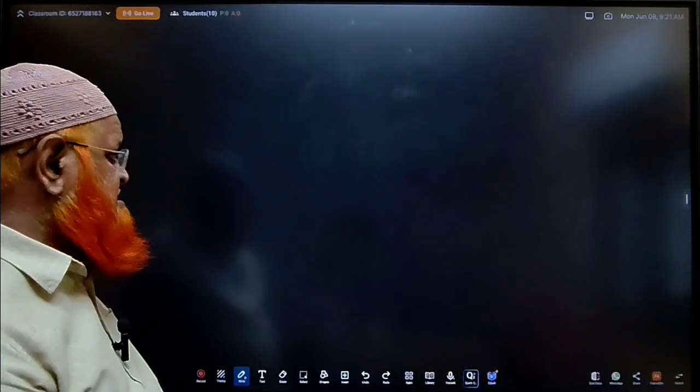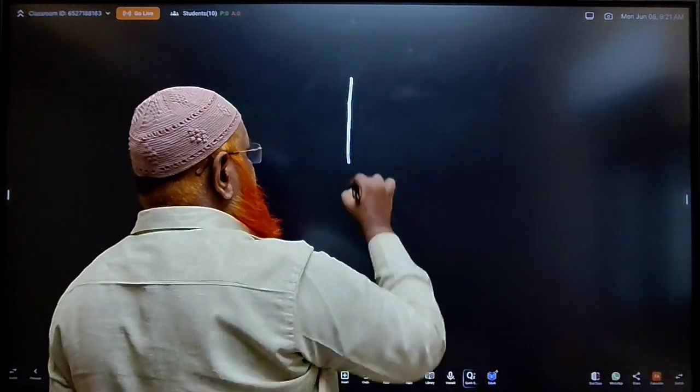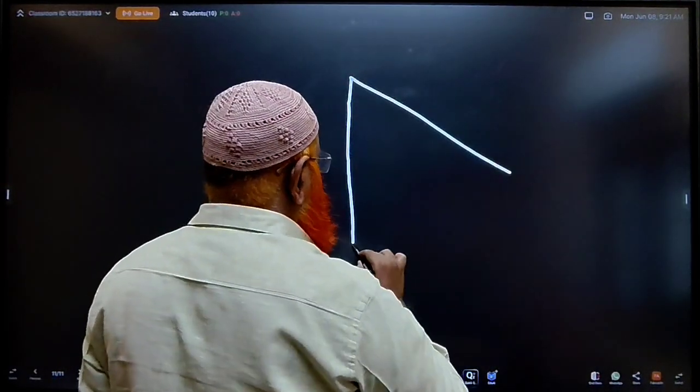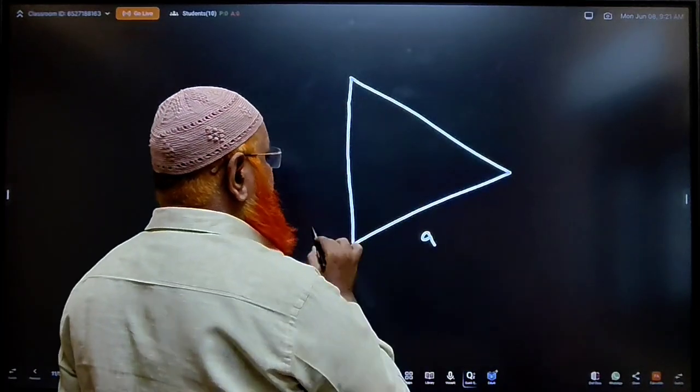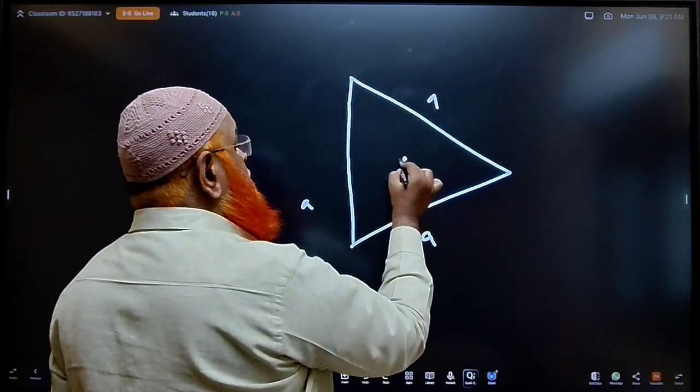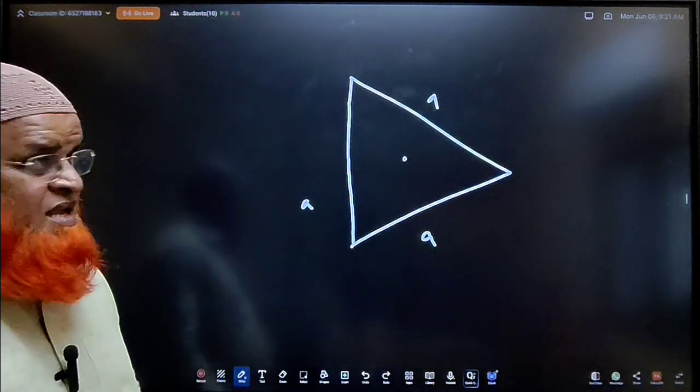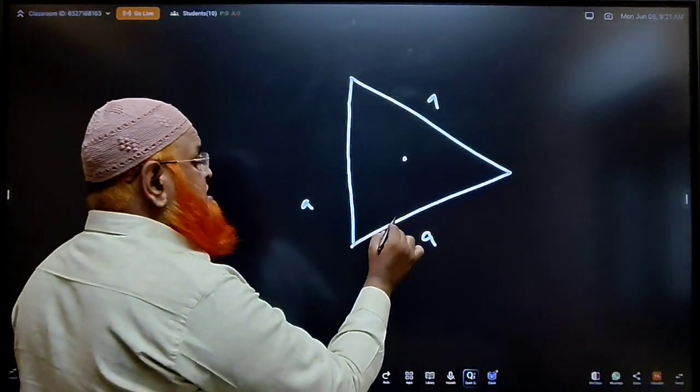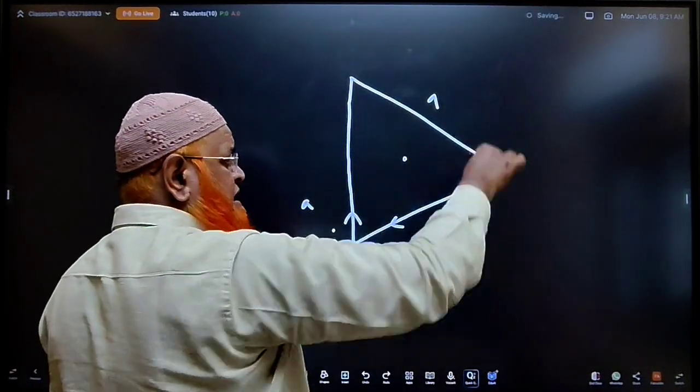Next, one more thing we shall discuss. I have taken an equilateral triangle whose sides are A, and I want to find out the magnetic induction exactly in the middle, where the current passing through the wire is I, like this.